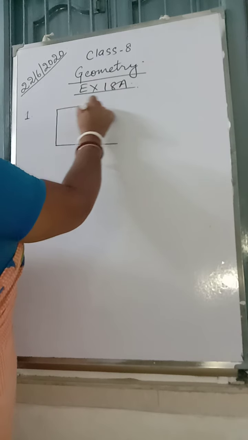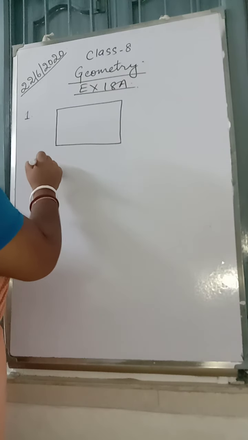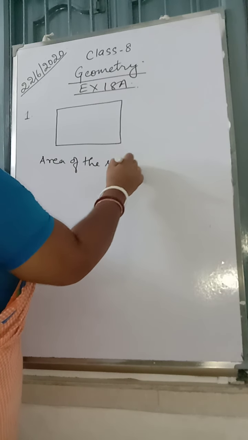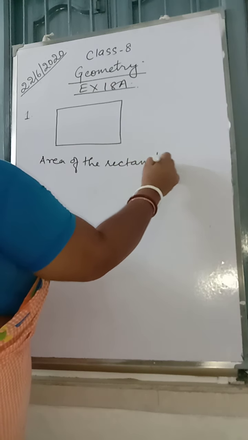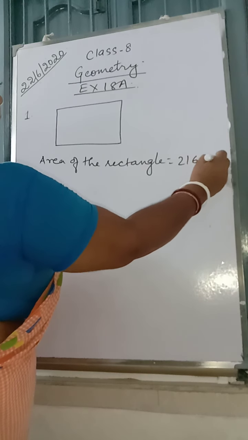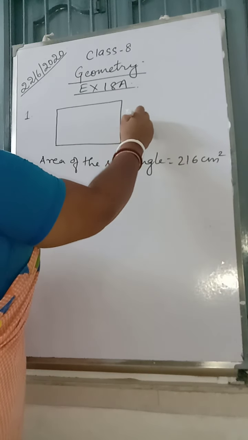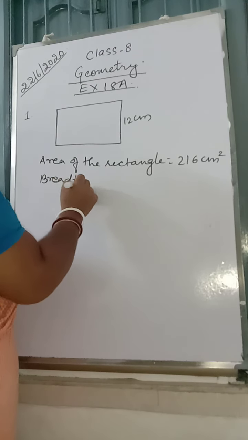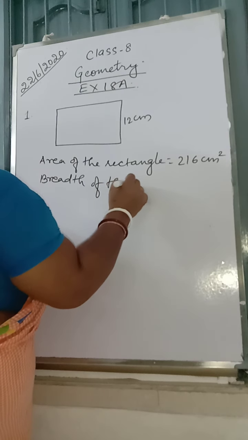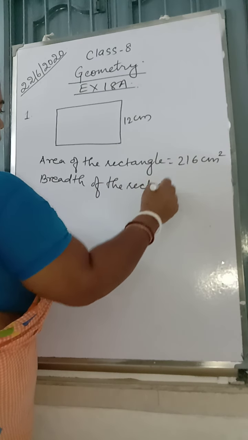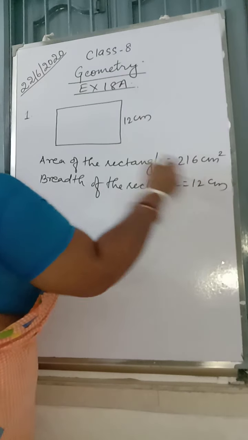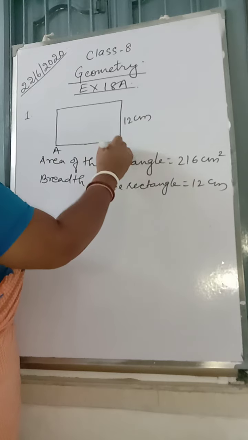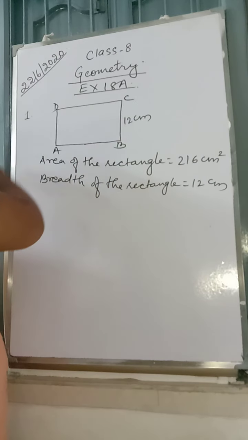Now, rectangle is given. Area of the rectangle is 216 centimeters square and the breadth is 12 centimeters. Breadth of the rectangle is 12 centimeters. Now what we have to find? We have to find the length and the perimeter.